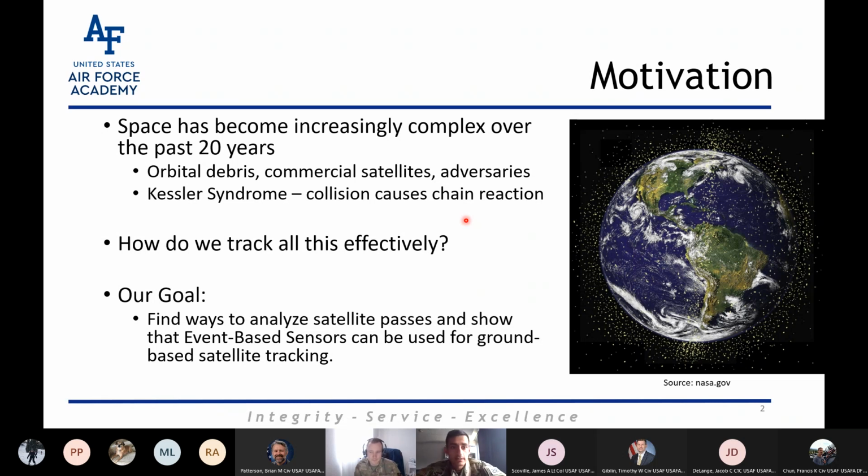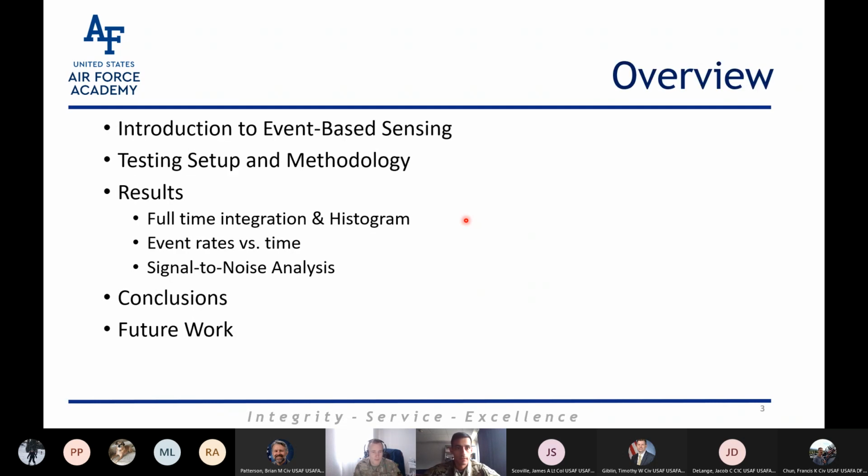So our motivation is, how do we track all of this effectively? The current methods to track things are very, very expensive. If you go out to Schriever and Buckley Air Force bases, those big domes are the current satellite tracking apparatus, and they're big and expensive. So we want to look for a cheaper, better way to do it. And that's where we think event-based sensors can come in.